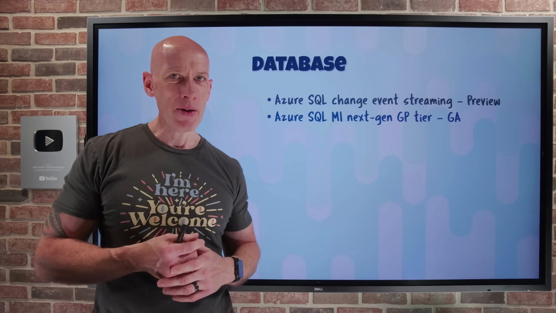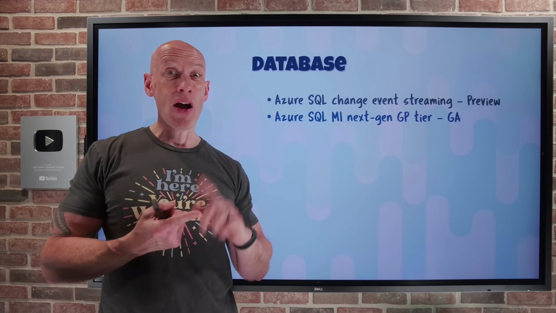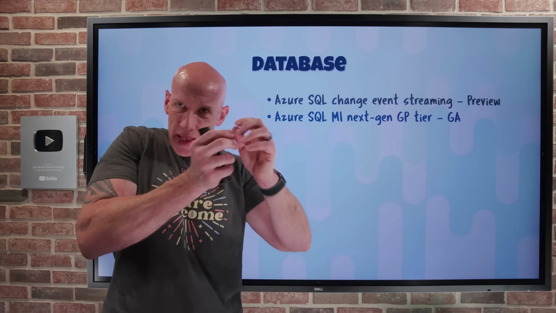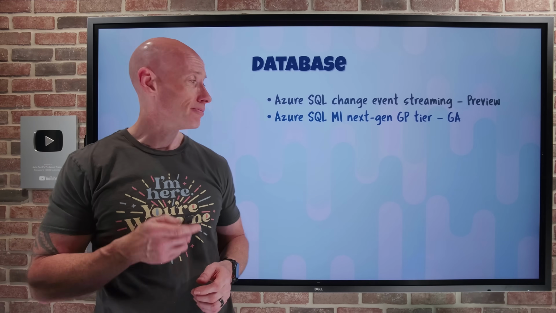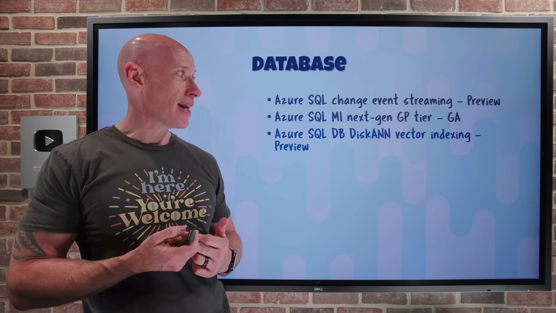It's 3 to 5 times the performance. It halves the latency. I can have up to 500 databases per instance, 32 terabytes of storage with a slider for the IOPS and a slider for the memory. And now it has DiskANN vector indexing.